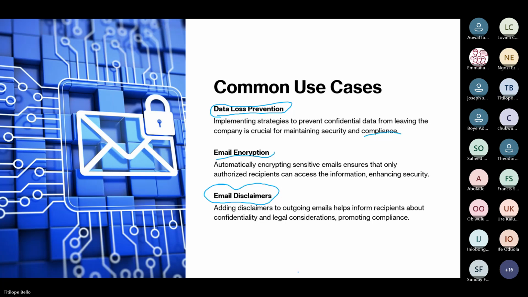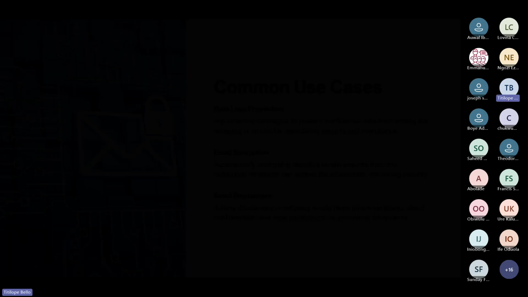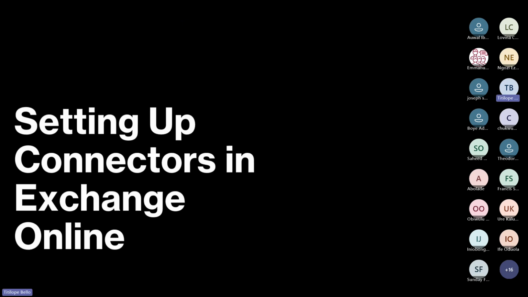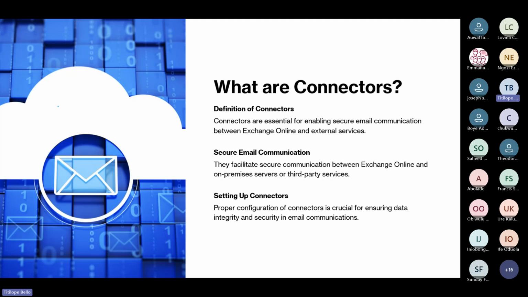So that is what Exclaimer does. In that case, you can use a transport rule to create that, just to inform users of the action they can take if they are receiving email wrongly. Moving on, let's now look quickly at connectors.